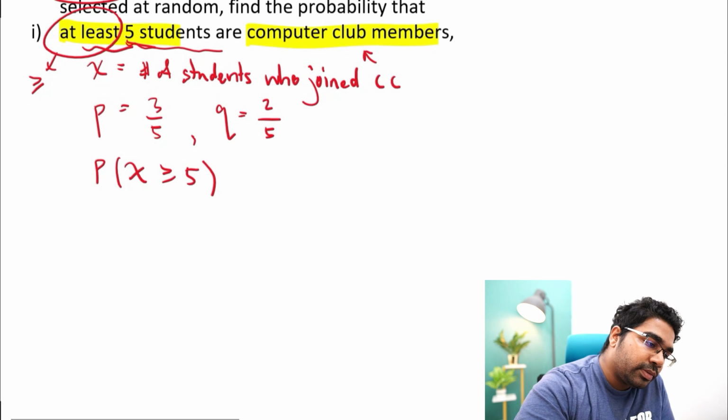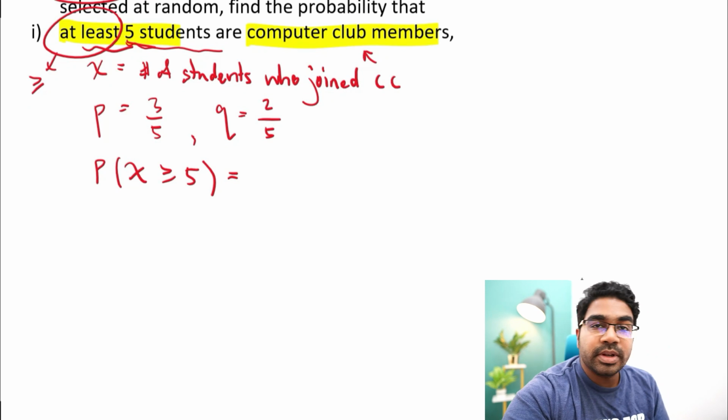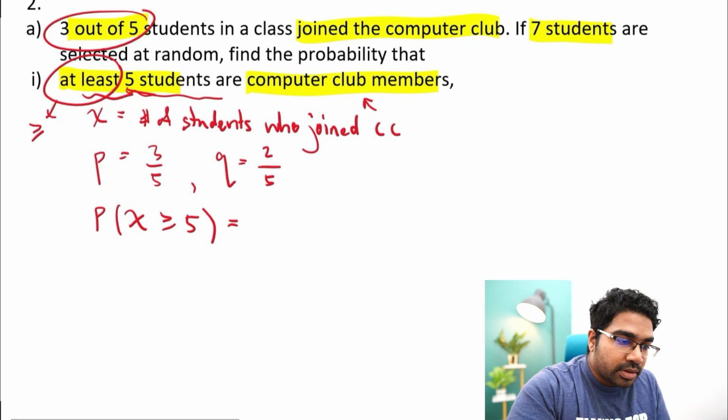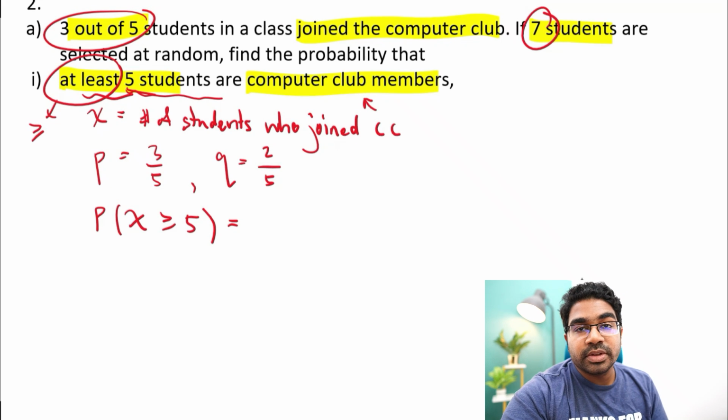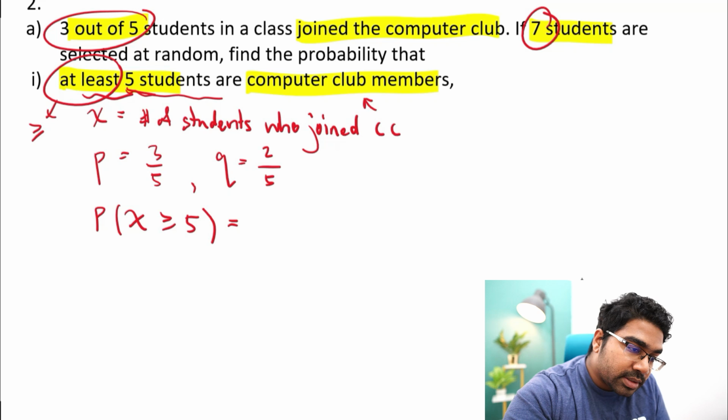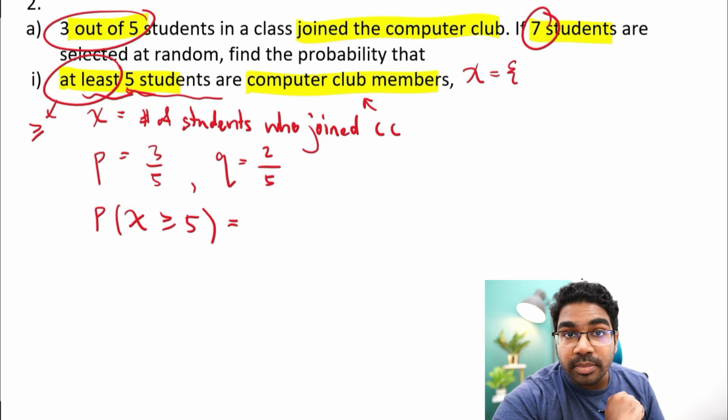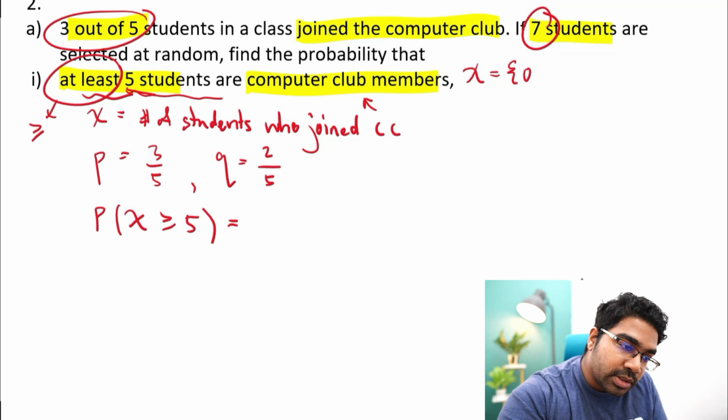So more than or equals to 5. What are all the possible values of X here? Out of 7 students, a total of 7 students are chosen. That means X, the number of students who are computer club members, can have possible values of 0 to 7: 0, 1, 2, 3, 4, 5, 6, 7.